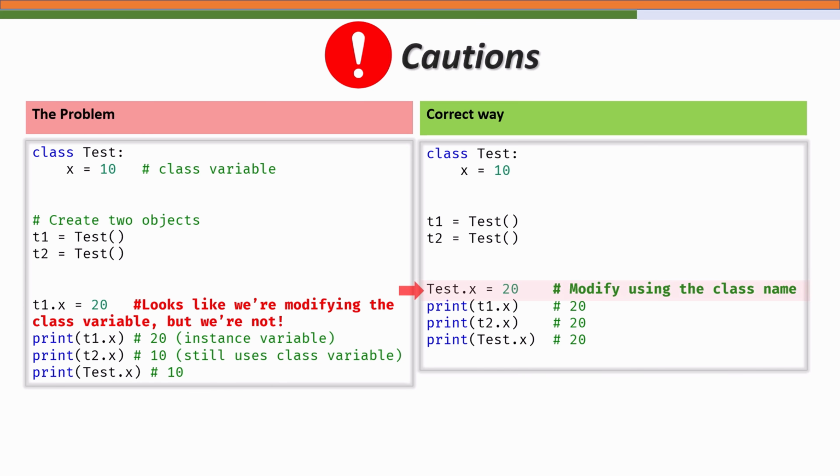So here's a correct way of doing this. To properly modify a class variable, always refer to it using the class name, not through an object. So when you write test.x = 20, you are explicitly telling Python to update the shared variable that belongs to the class itself. Now all instances, both old and new, will see the updated value.